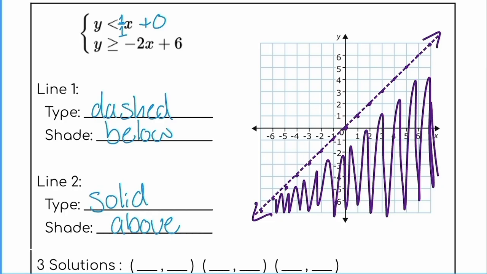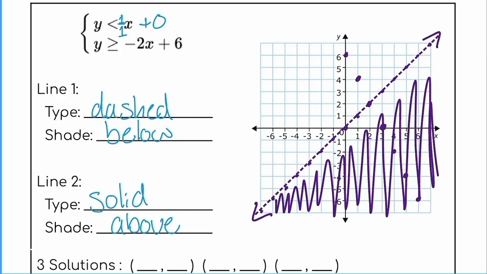Okay. Let's graph our second line. Where is my y-intercept for my second line? 6. And what is my slope? Negative 2 over 1. So I'm going to go down 2 to the right 1. Down 2 to the right 1. I colored in my graph so I can't really see my dots. Hey, maybe next time let's graph both lines and then shade. That's probably a good plan.